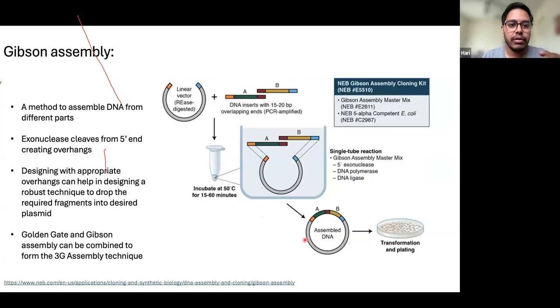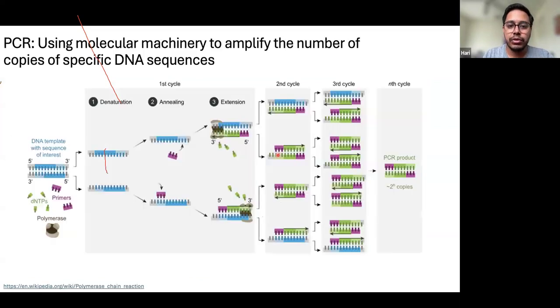Before that, we also need to ensure that we have the correct fragments that we want to insert into the plasmid. For that, what we do is something called PCR, where we can amplify the concentration of that particular fragment from a few nanograms to micrograms.